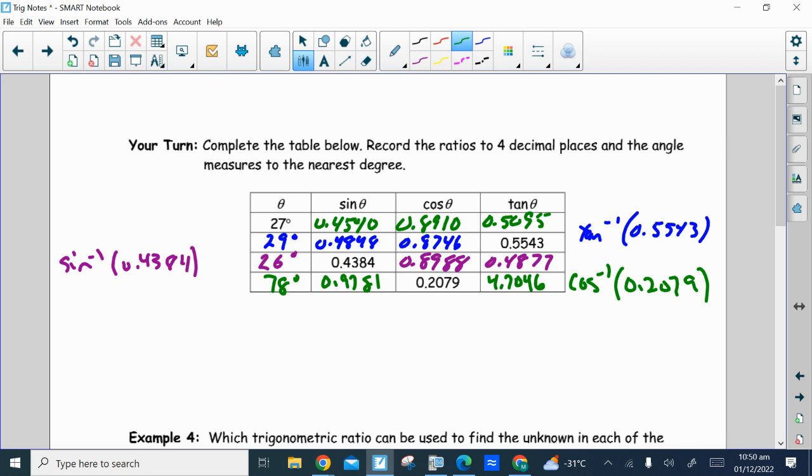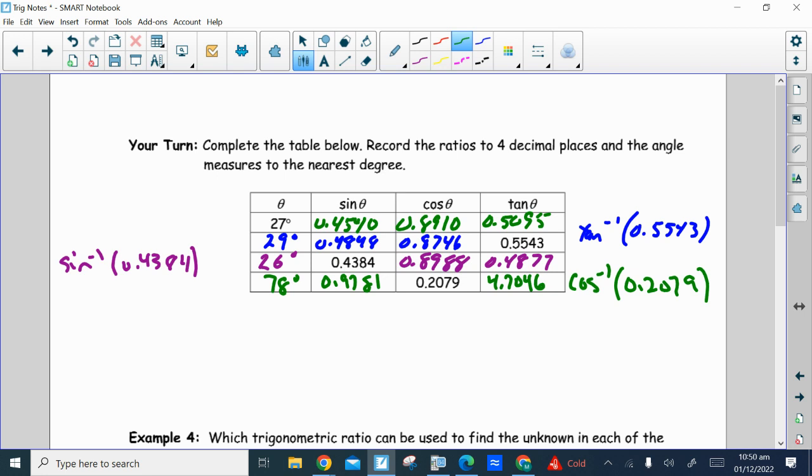So you may have noticed that all the decimals in the sine and cosine column are all less than 1. That always happens. However, the tangent can be greater than 1, like the last one. Okay? The tangent can be greater than 1. But the sine and cosine of every angle will always be a decimal between 0 and 1, as long as the angle is between 0 and 90. Because you can find the sine and cos and tan of angles greater than 90. We're not going to do that in this class.